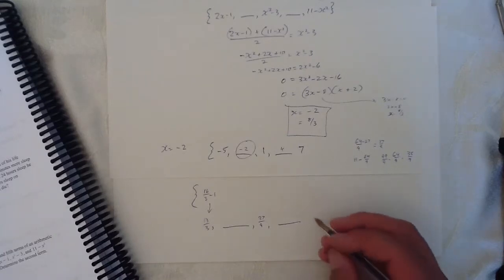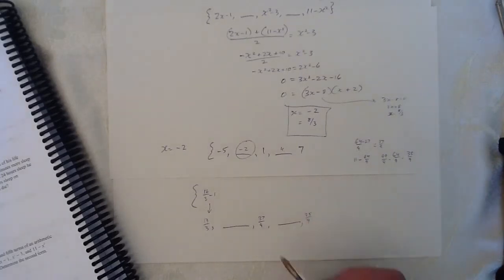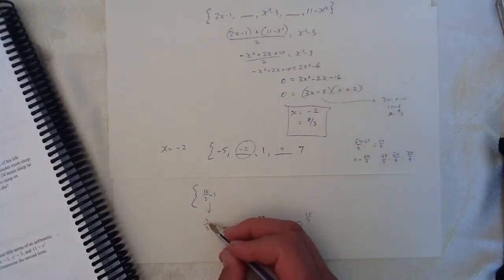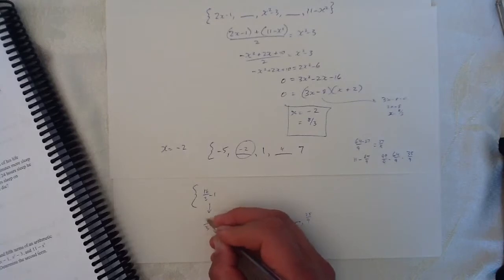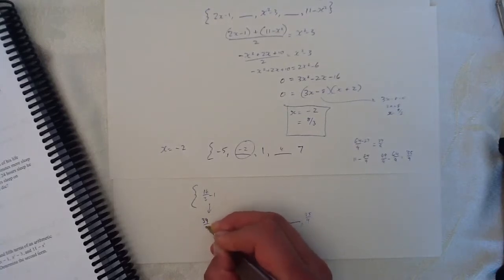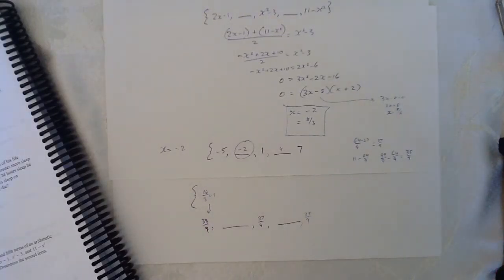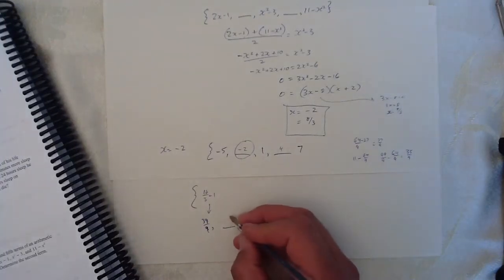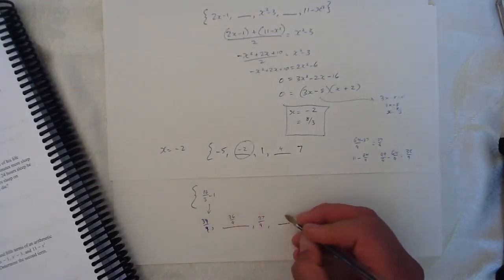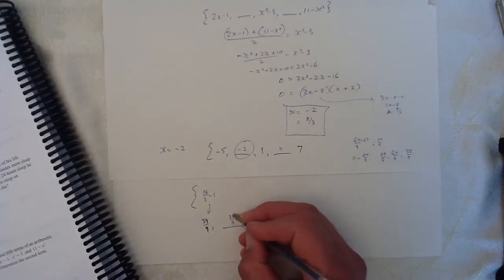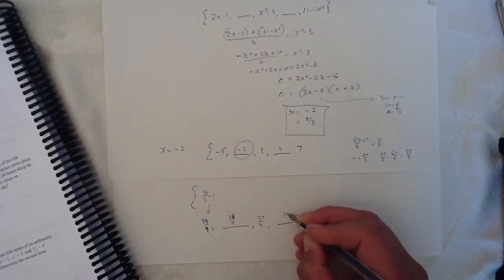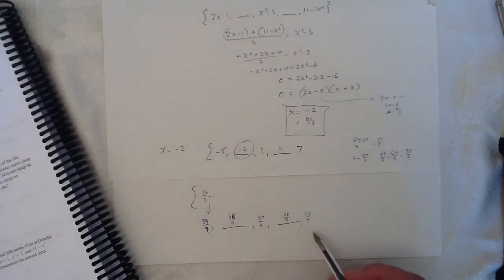I feel like I might have done something wrong. 13 over 3 is also... oh, no, that's right. This is 39 over 9. 13 over 3 is 39 over 9. So here I can see a pattern. It's 39 over 9, then something, then 37 over 9, then something, then 35 over 9. So this would be 38 over 9, and this would be 36 over 9. And then we see the pattern quite clearly.